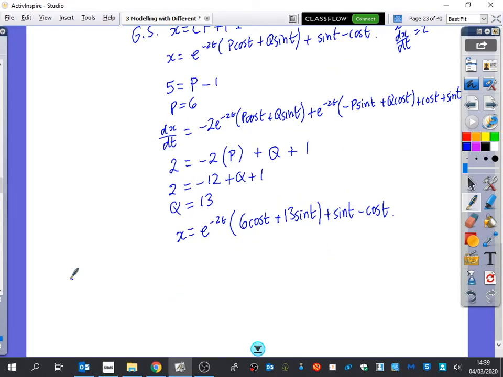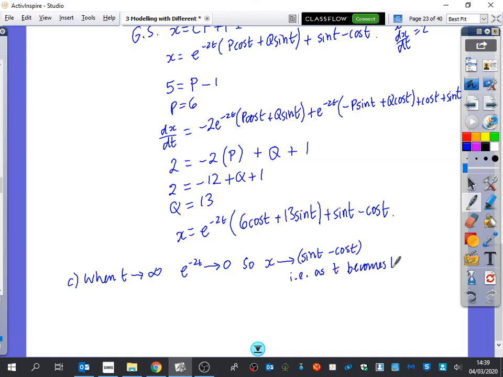So part C, when t goes to infinity, e to the minus 2t goes to 0. So x goes to sine t minus cos t, i.e. as t becomes large, motion is simple harmonic motion. Because i.e. means in other words.